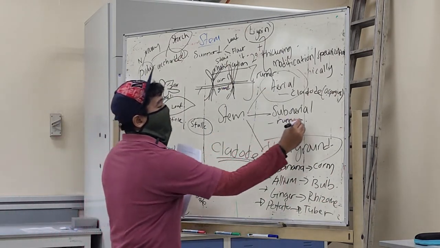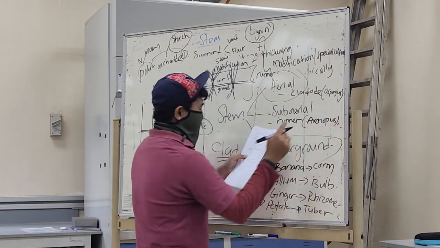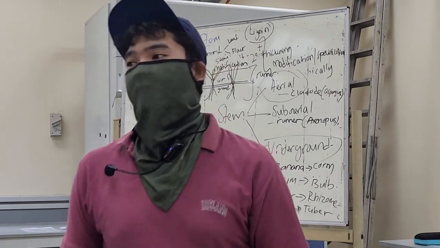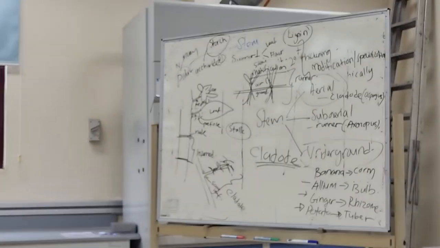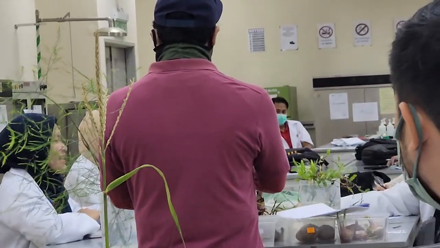Okay, what else? Axonopus compressus. So this is your Axonopus. Imperata cylindrica. Oh, we've got Imperata cylindrica. Anybody can guess what kind of modification this plant has? Lalang. What is it?